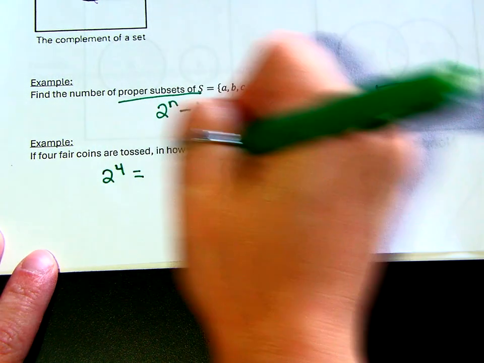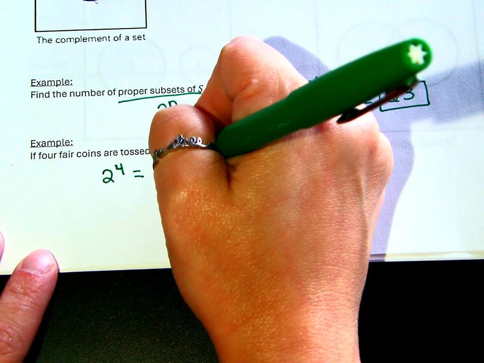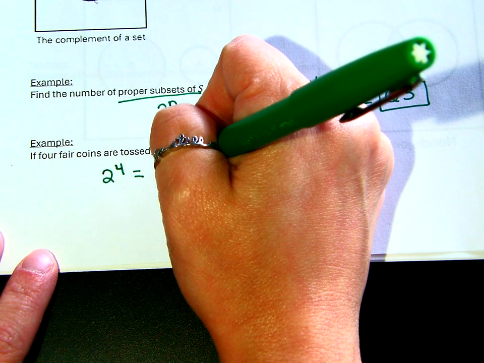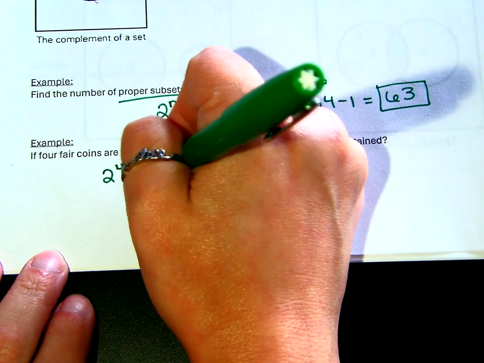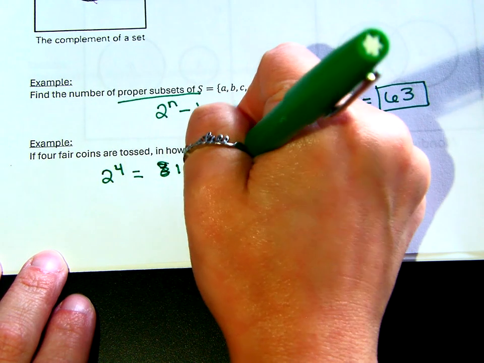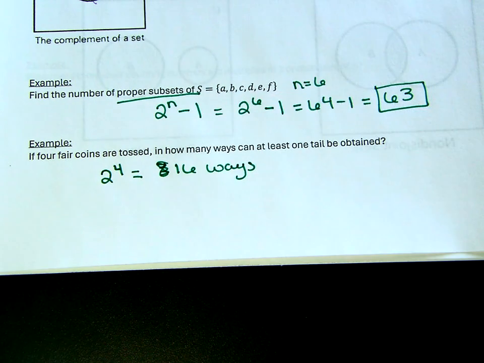That doesn't seem right. 2 times 2 is 4 times 2, that's 16. I don't know why I wrote 8. 16 ways. Probably because I did it in my head. But that's how many total options there are for tossing 4 coins. That does not tell me how many ways we can get at least one tail.